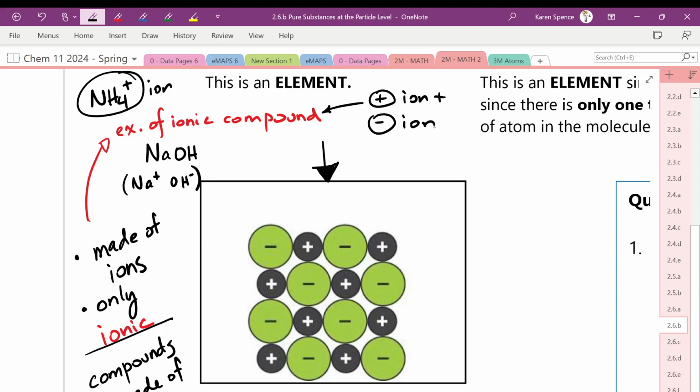What kind of elements make negative ions? Non-metals. So, do you guys have your periodic tables kicking about? See if you can find it.